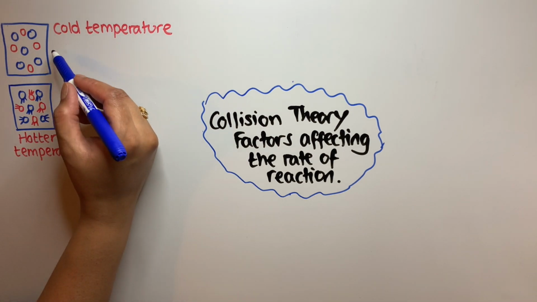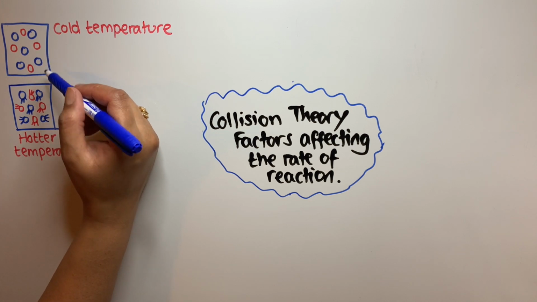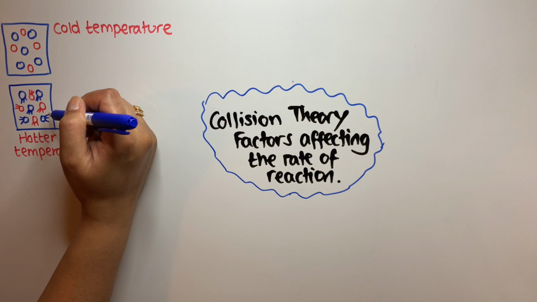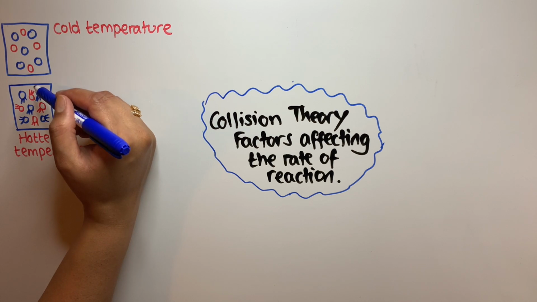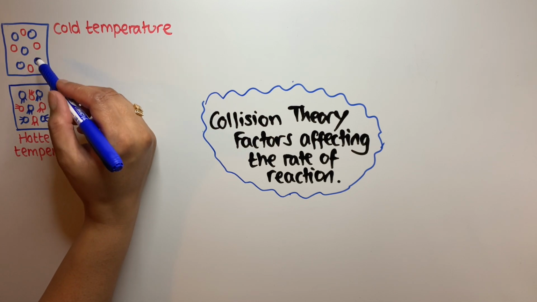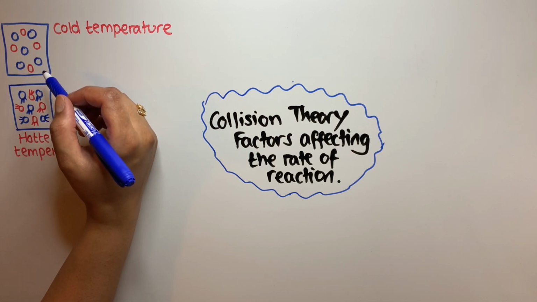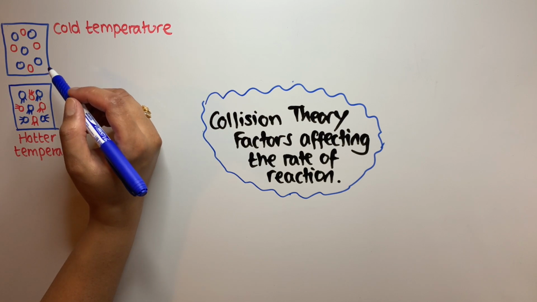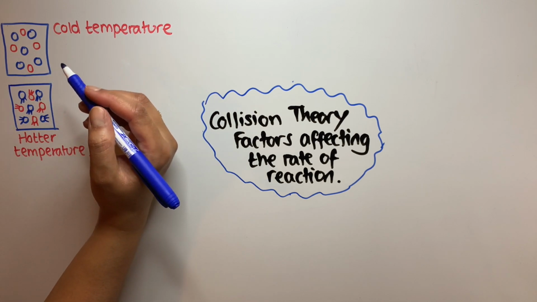At a colder temperature, the particles will not be moving around as quickly as the particles if we heat the substance up. Now, if we're heating the substance up, then that means the particles are gaining energy. And if they're gaining energy, they can move around faster with more energy, which means we will have more successful collisions at a faster rate.